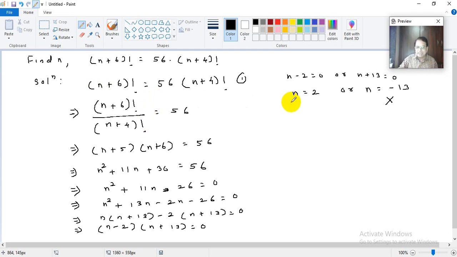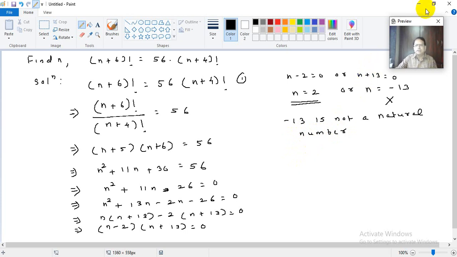So n is equal to 2 is the accepted number. So find n, the value is what? So here we will write -13 is not a natural number, not a natural number, right? It is not a natural number, and so n is equal to 2 is the answer. We should understand that n is equal to 2. -13 we will discard. Okay, so we have done this problem, right?